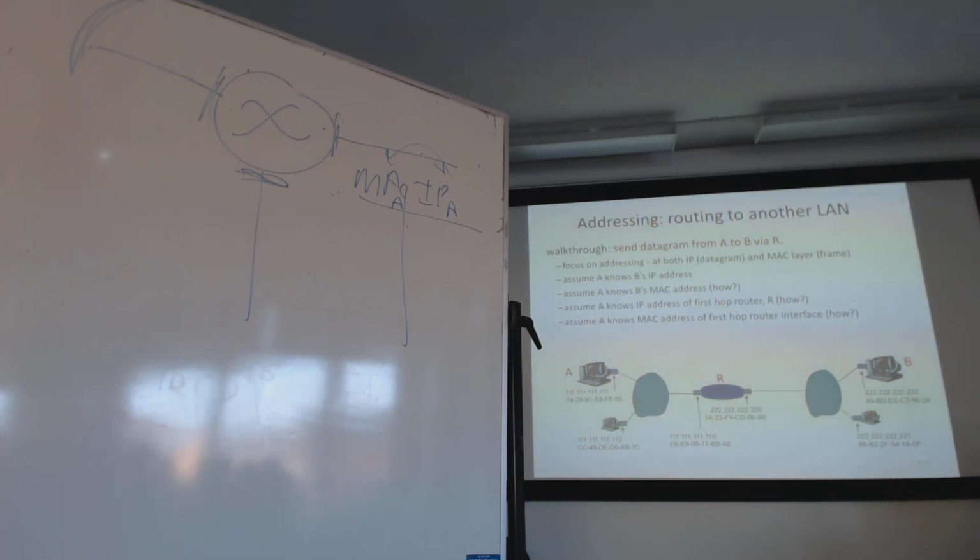Send a datagram from A to B via the router R. We said each router has multiple interfaces depending on the connections. In this case, how many interfaces do I have with this router? You have 2 interfaces. Each one of them has a unique MAC address, and each one of them has a unique subnet address, i.e. an IP address. So focus on addressing. At both the IP datagram and MAC frame layers, you need to assume that A knows B's IP address, and you need to assume that A knows B's MAC address. How's that?